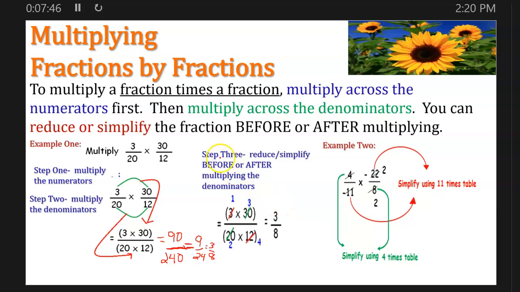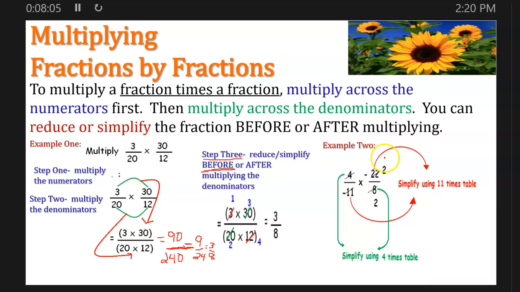So step 3 is something you don't have to do, but if you wanted to try to reduce it before you solve it, then that's the method. You would divide and find those common factors.